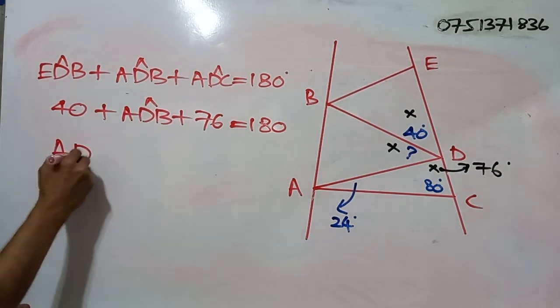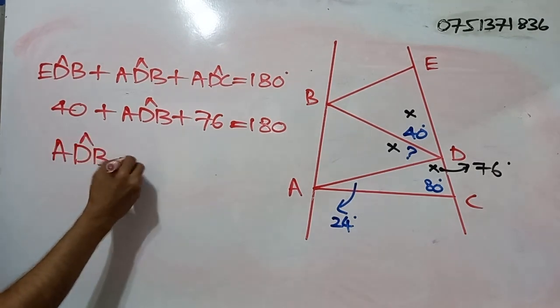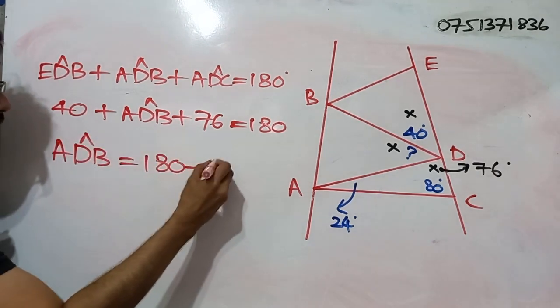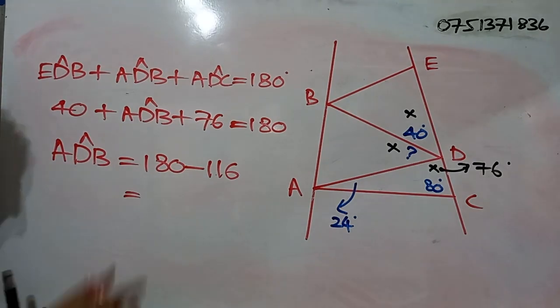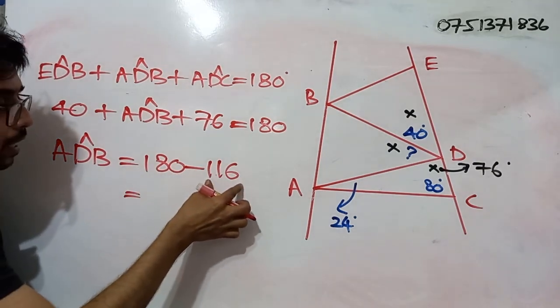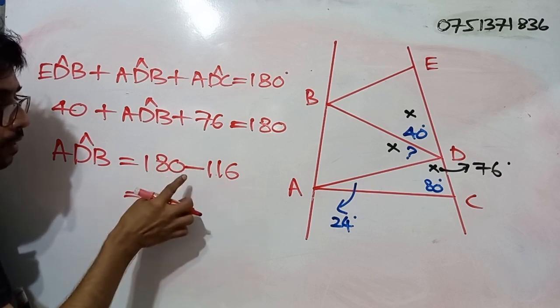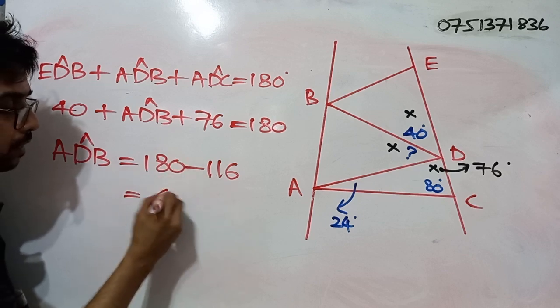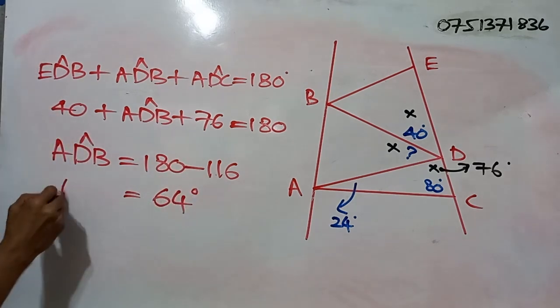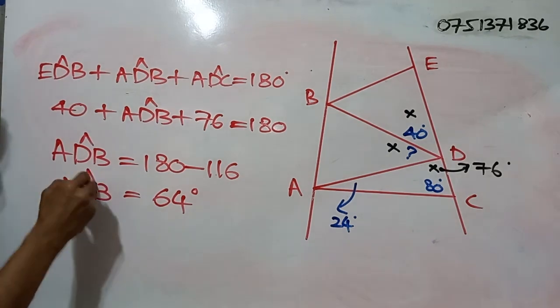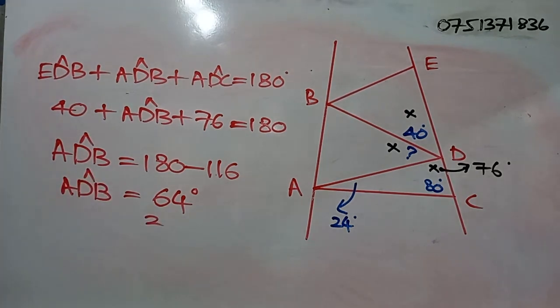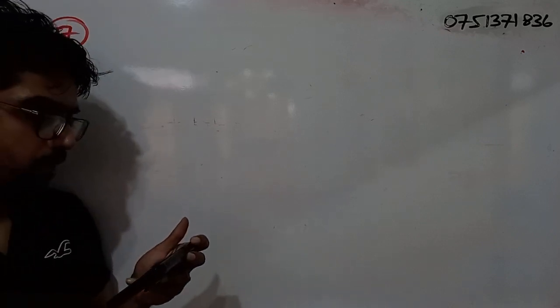So ADB angle is equal to 180 minus 116. So 180 minus 100, we get 80. 80 minus 10, we get 70. 70 minus 6, we get 64. So the angle ADB is equal to 64 degrees. Right.